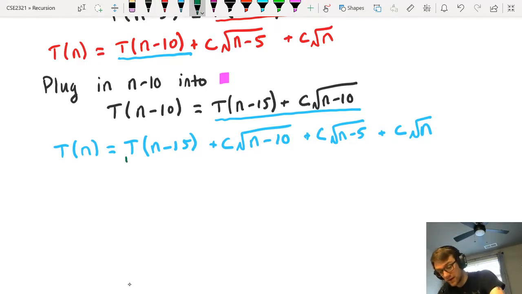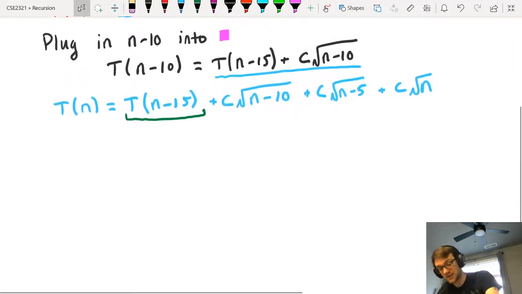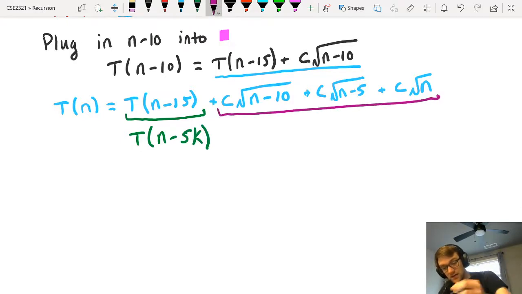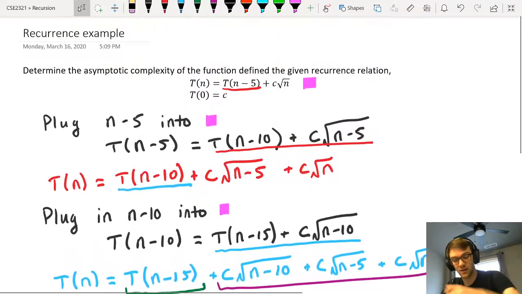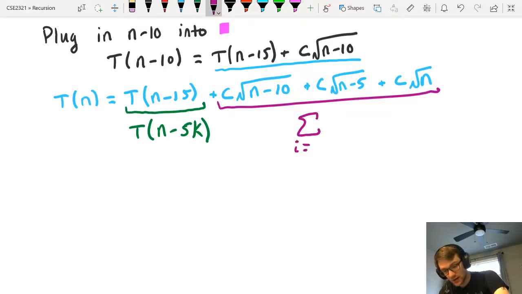First, we need to identify the pattern for t of n minus 15 and t of n minus 10 and t of n minus 5. That looks like t of n minus 5 times k. That one's usually not too bad. The other part is all of these other terms, c times radical n minus 10 plus c times radical n minus 5 plus c times radical n. In the previous one, we have one fewer term, and the one before that, one fewer term again. This always, like we've seen in the past, we can write as a summation from i equals 0 to k minus 1.